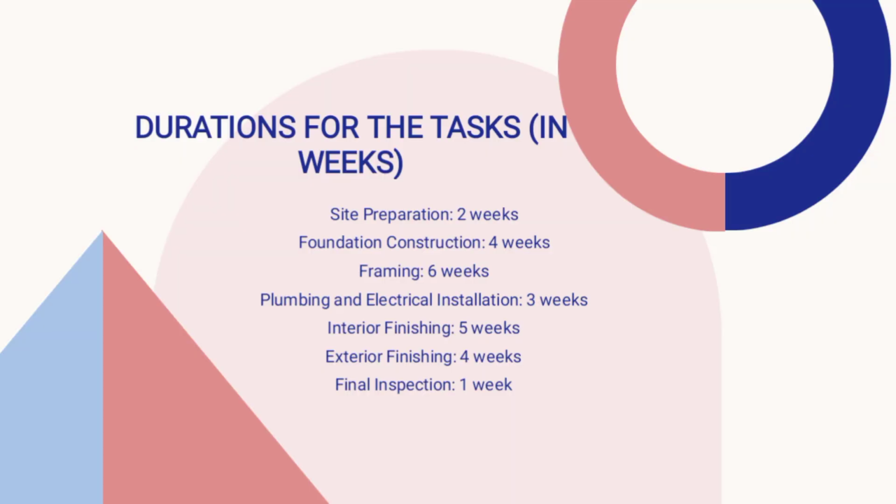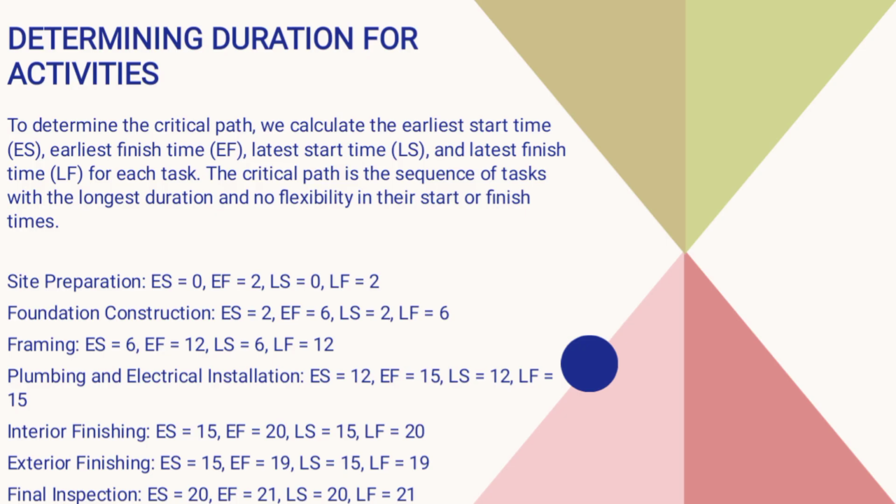Below is the duration of the tasks in weeks. Site preparation 2 weeks, foundation construction 4 weeks, framing 6 weeks, plumbing and electrical installation 3 weeks, interior finishing 5 weeks, exterior finishing 4 weeks, final inspection 1 week. This is how we determine the duration of the activities. To determine the critical path, we calculate the earliest start time, the earliest finish time, the latest start time (LS), and the latest finish time for each task.